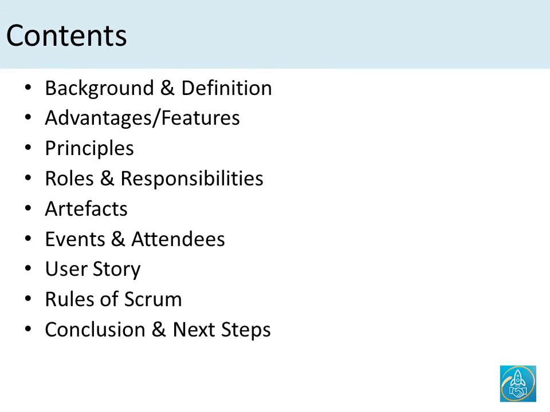Here's the list of topics that we are going to cover in this tutorial. We'll go over the background and definition of Scrum, go over some of its advantages and features, principles, values, and theory of Scrum. What are the roles of different Scrum team members, their responsibilities, the events that typically take place during and after a Scrum sprint, artifacts that are part of Scrum, user story, rules of Scrum, and then we are going to sum it up with the conclusion and next steps.